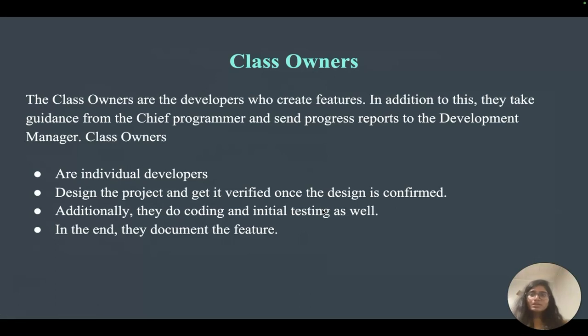Class owners. Class owners are the developers who create features. In addition to this, they take guidance from the chief programmer and send progress reports to the development manager. Class owners are individual developers who design the project and get it verified once the design is confirmed. Additionally, they do coding and initial testing as well, called SIT. In the end, they document the feature.